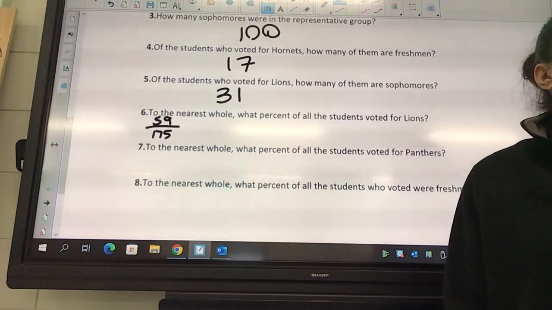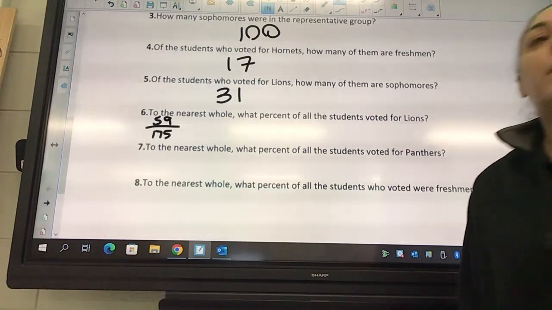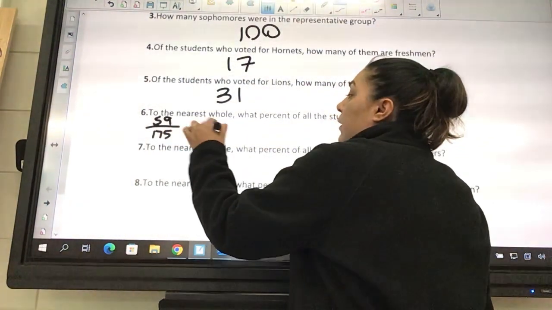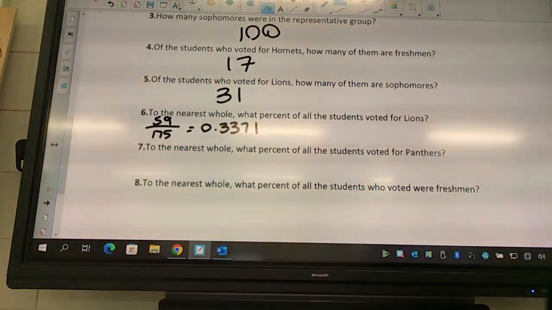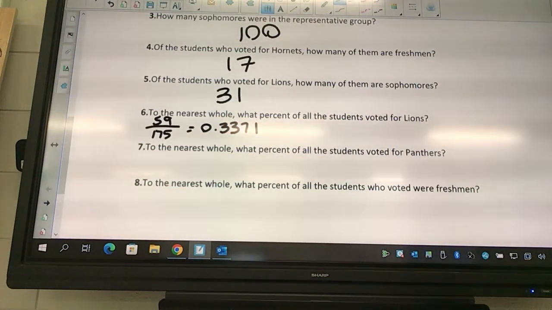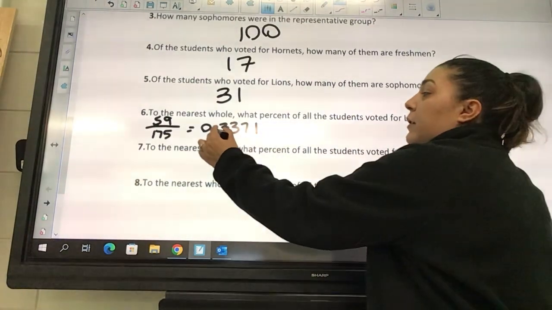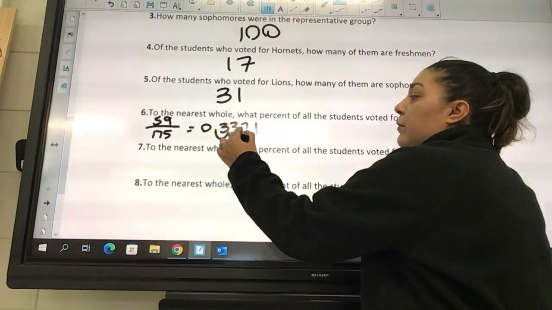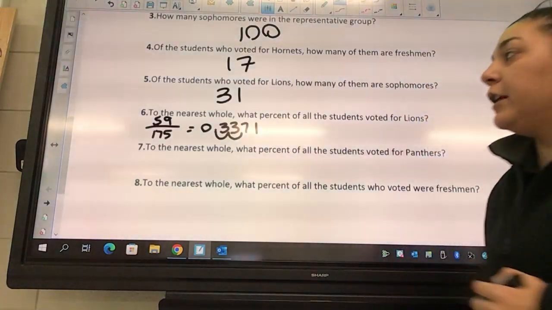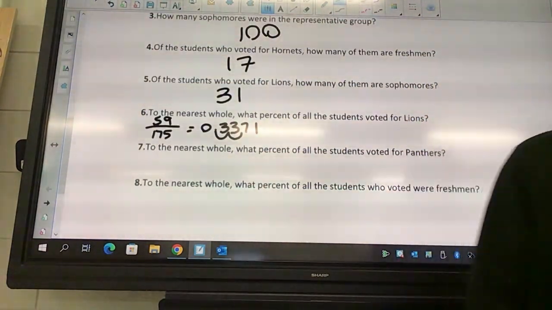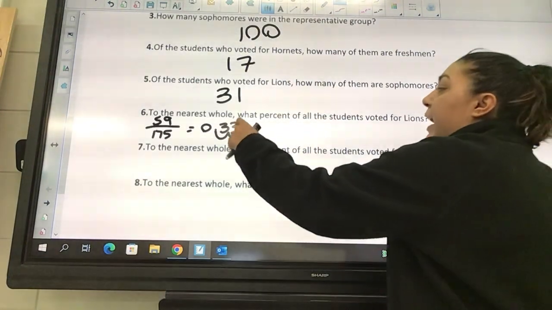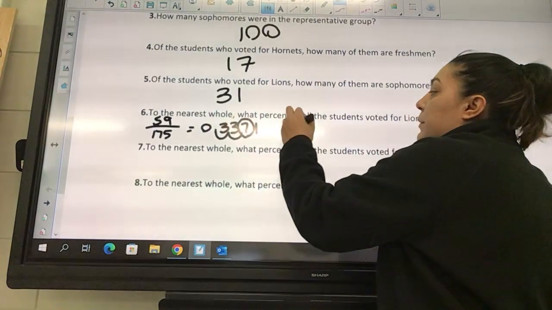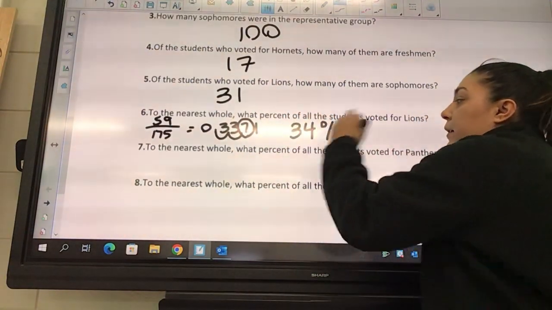Do you want the whole number? What number did you get? 0.3371. Okay, here's how you write this. Because they want it as a percent, you're going to move the decimal over 2, which is going to be 33.7. Well, how do we round that? They want to know to the nearest whole percent. 34%. It's going to be 34 because if it's above a 5, it's going to make that go up. So it's going to be 34%.